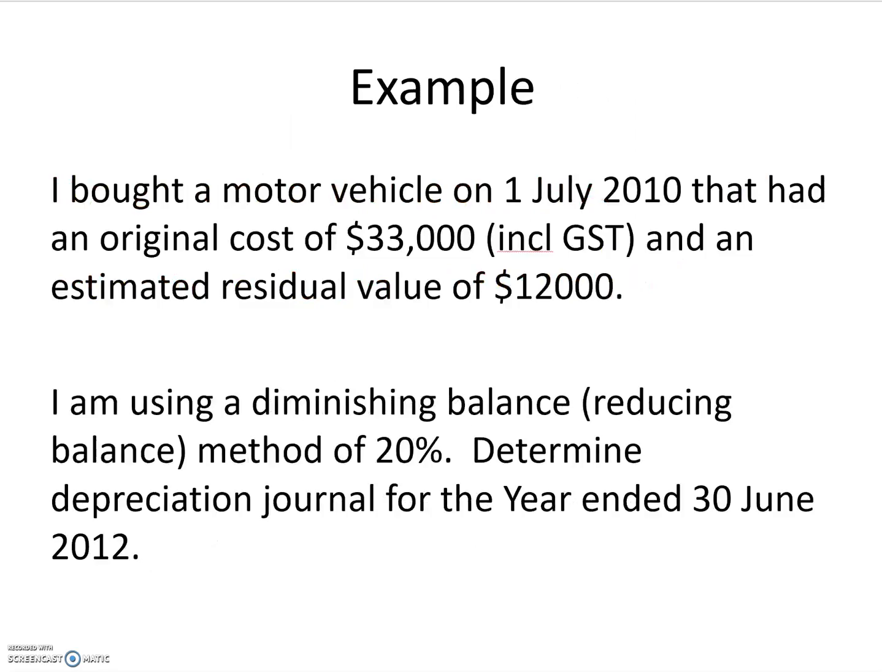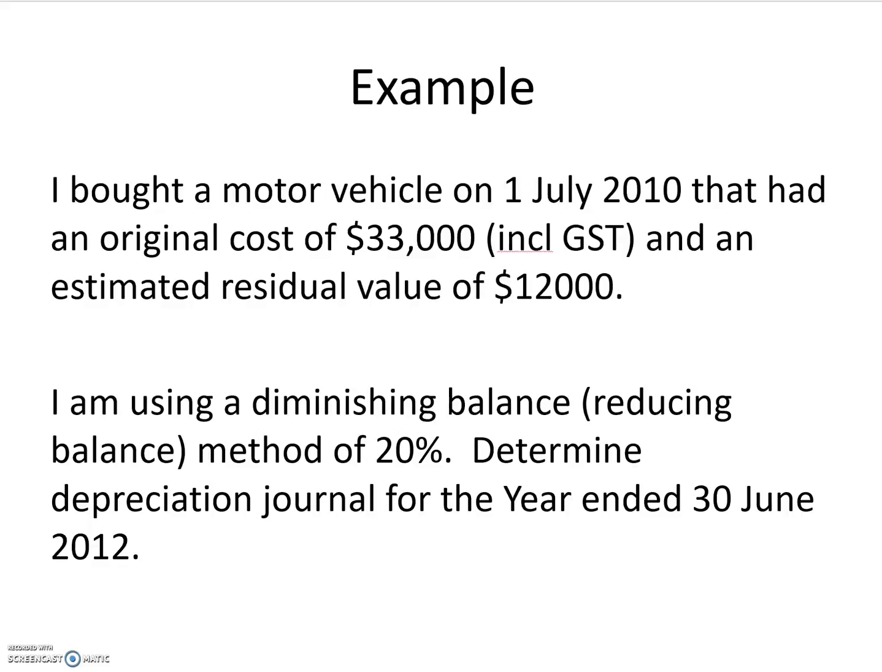Okay. So let's look at an example. So I bought a motor vehicle on 1st of July 2010 that had an original cost of $33,000, including GST, estimated residual value of $12,000, using a diminishing balance, or sometimes you'll see it written as reducing balance method of 20%, determine the depreciation journal for the year end 30th of June 2012. So you can see that the year we're doing it for is 2 years after we've bought it.